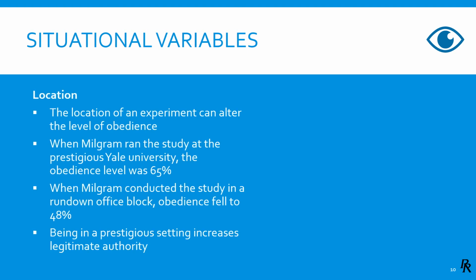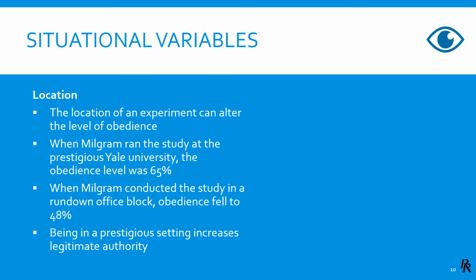Starting with location. The location of an experiment can alter the level of obedience. When Milgram ran the study at the prestigious Yale University, the obedience level was 65%. When Milgram conducted the study in a rundown office block, obedience fell to 48%. Being in a prestigious setting increases legitimate authority.